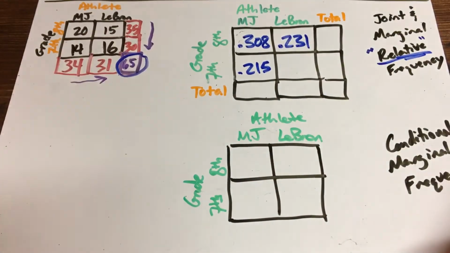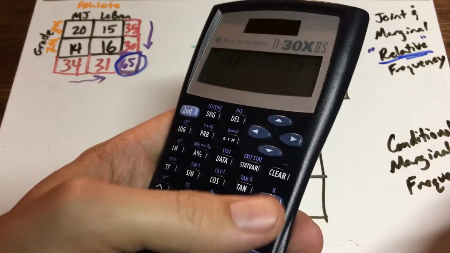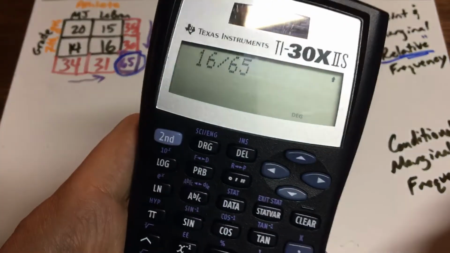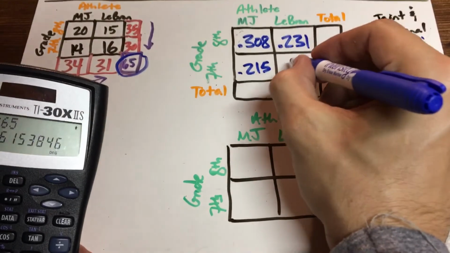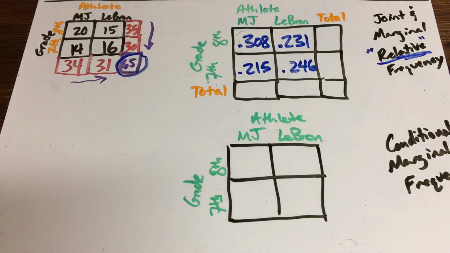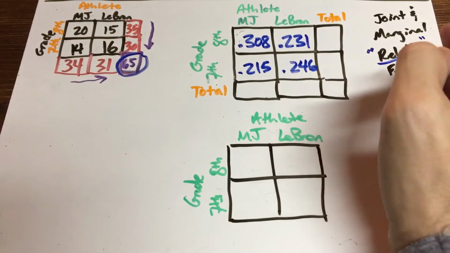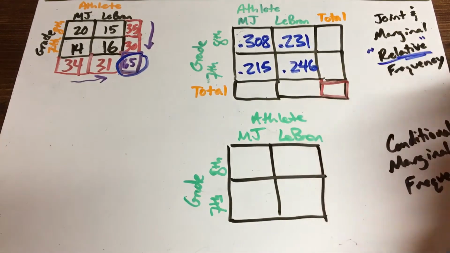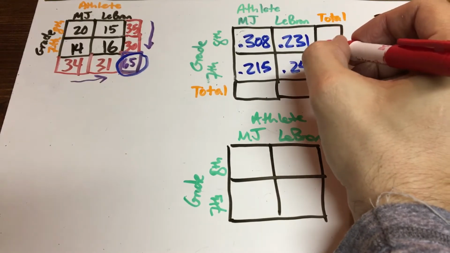Okay, and then 7th graders who picked LeBron was 16. That's 16 out of 65. 16 divided by 65 is 0.246. All right, now I'm going to add these up, and it should total 100%. When I get down to my grand total down here, this should be 100. If this box isn't 100, or at least 0.999, I've made a mistake. So if I add these three together, I'm going to try to do it in my head.